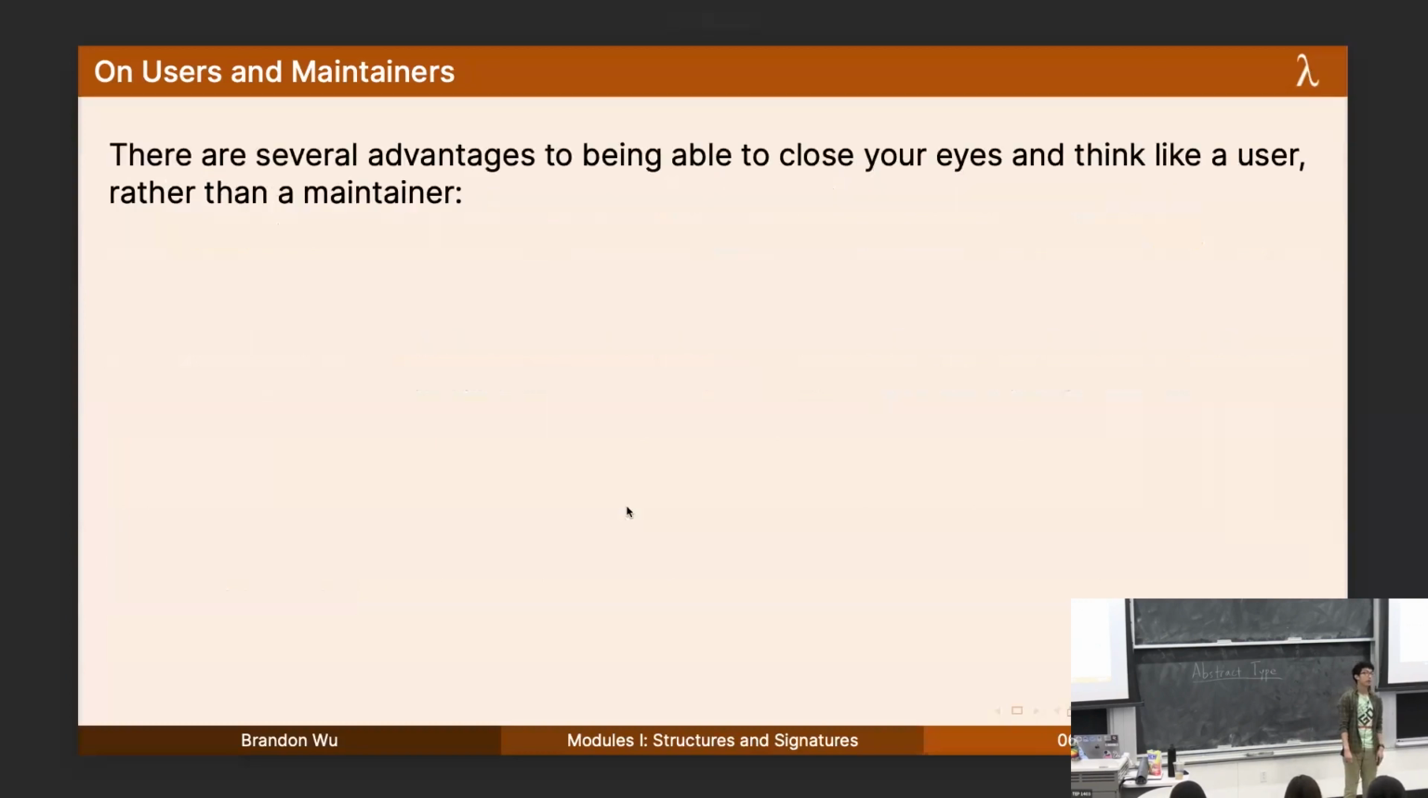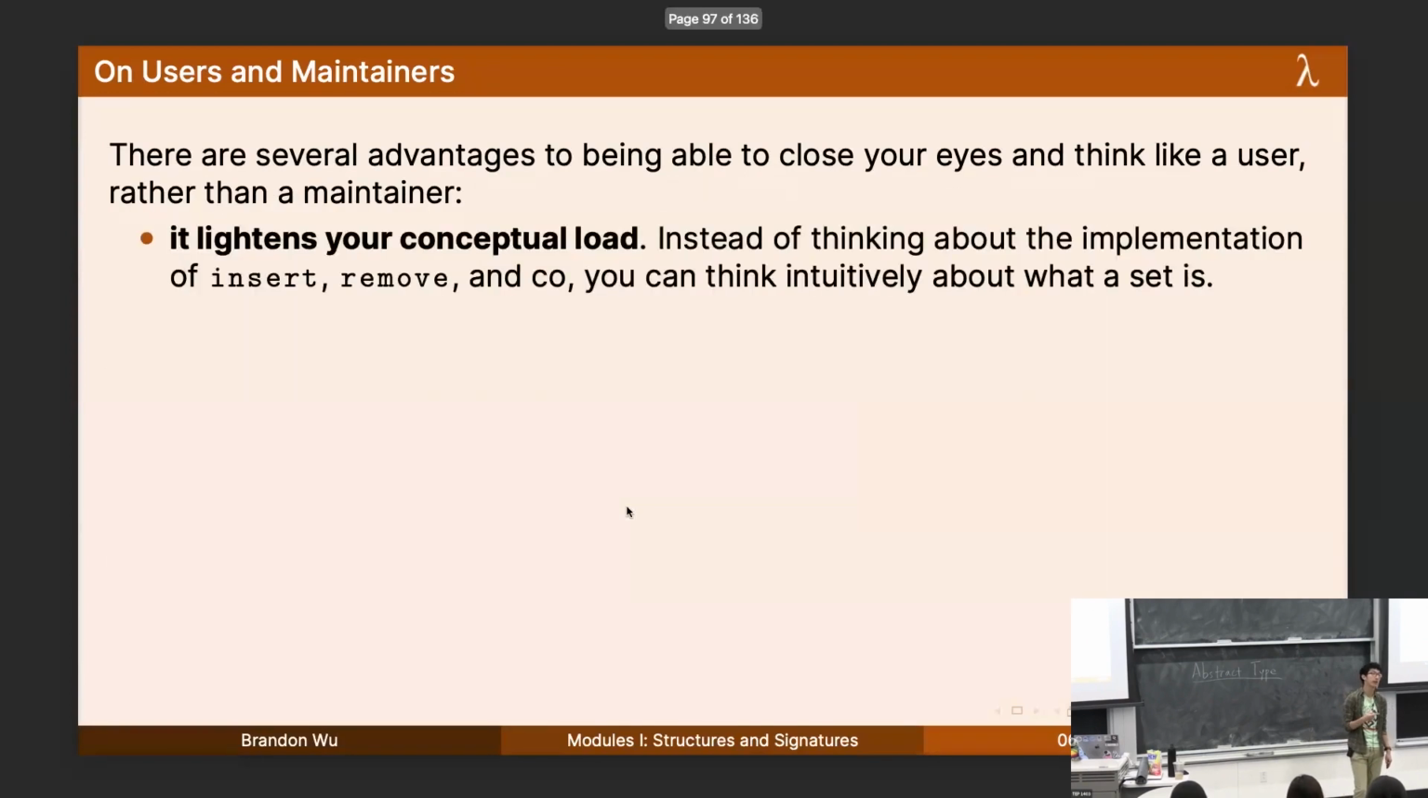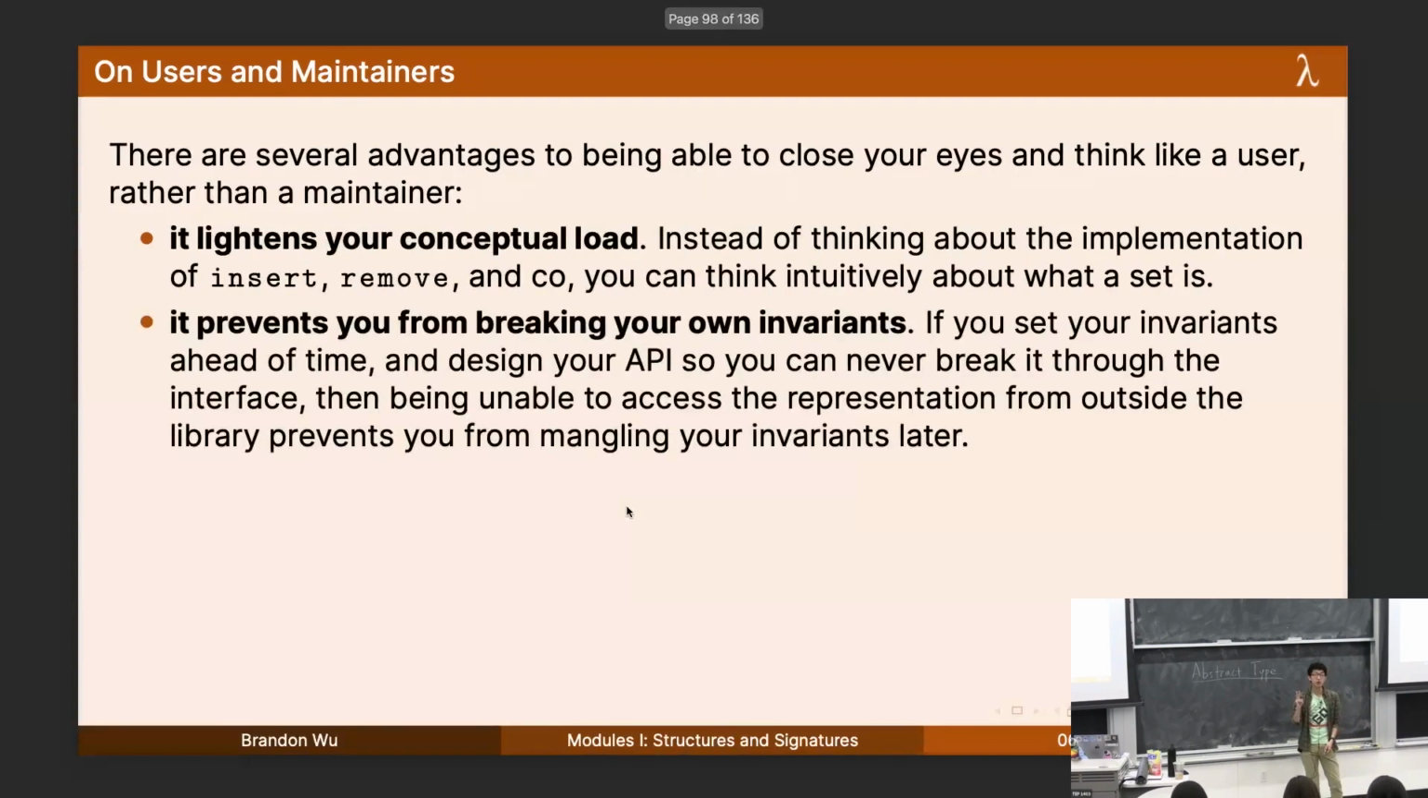All right. Okay. So close your eyes, think like a user is the mantra for today. But here's a couple of reasons why you should care about it again. I kind of said some of this, but it lightens your conceptual load, because would you rather think about the code that's stepping through, or would you rather think about the high level set? And then two, you can't break your own invariants. Remember, self-defense against yourself. If I write this destroy the universe code, I want to make sure that I can't break my own invariants and produce an invalid set. And you can't if you use opaque ascription.